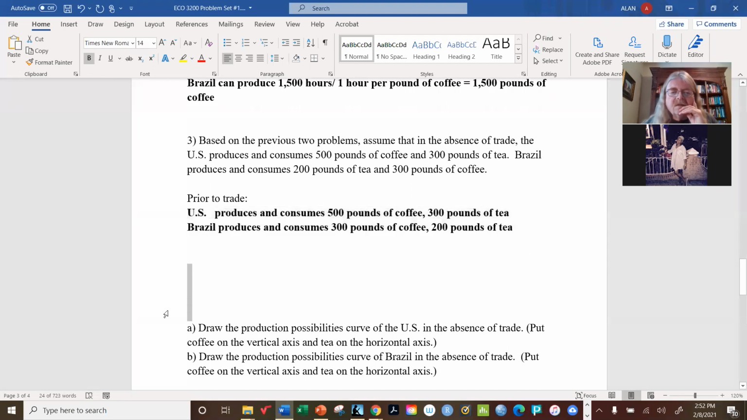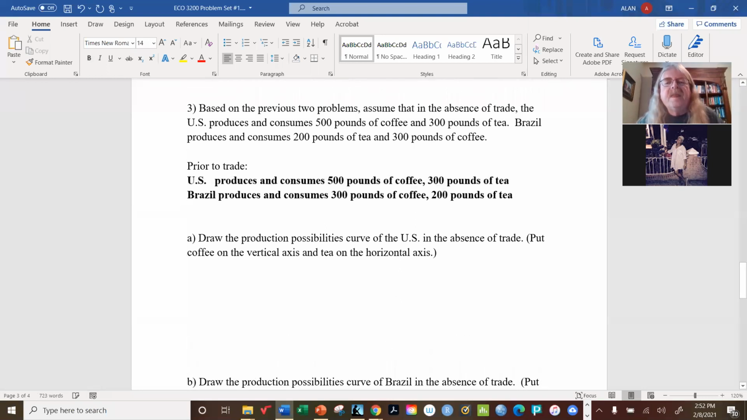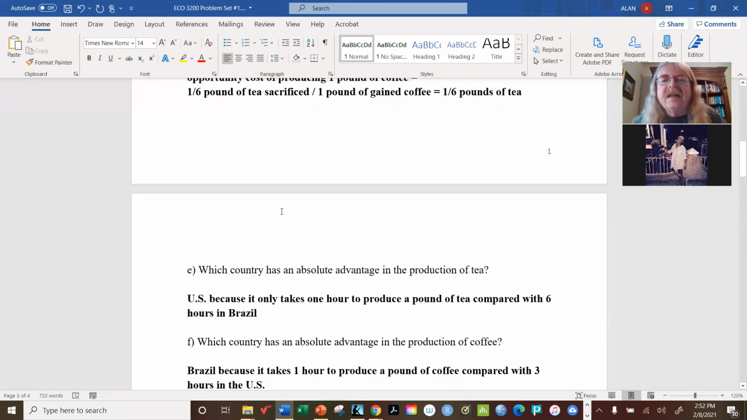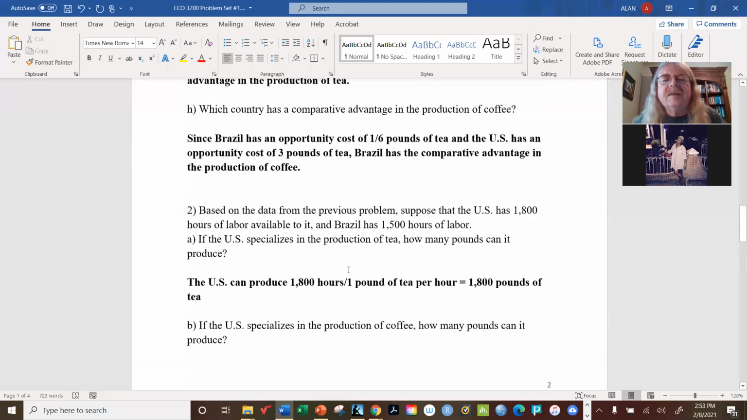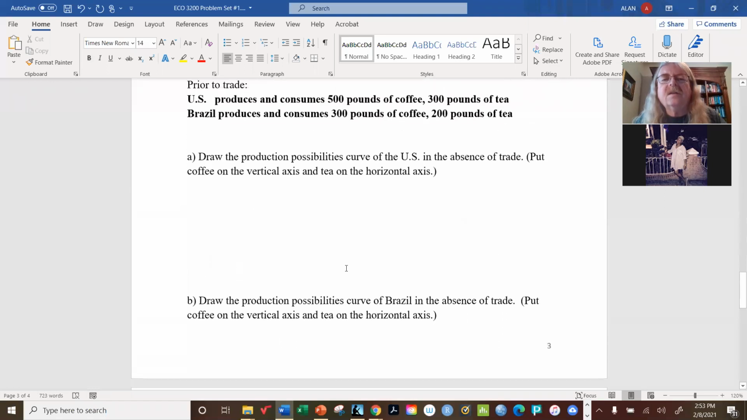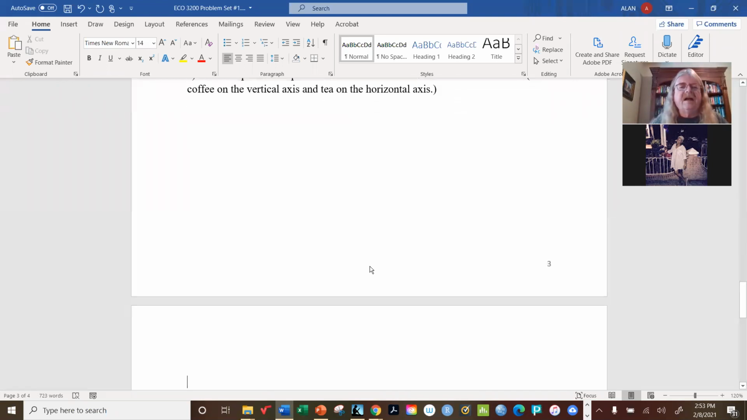So now, what does this curve look like in the absence of trade? All right, so we have to be careful with this. By the way, we're going to assume that the production possibilities curve in this case is a straight line. I just realized it doesn't actually say that, but that's what we're going to assume, just to keep things simple. So what would these curves look like? Also, it does specify that we should put coffee on the vertical axis and tea on the horizontal axis. That way we'll all end up with the same graph.